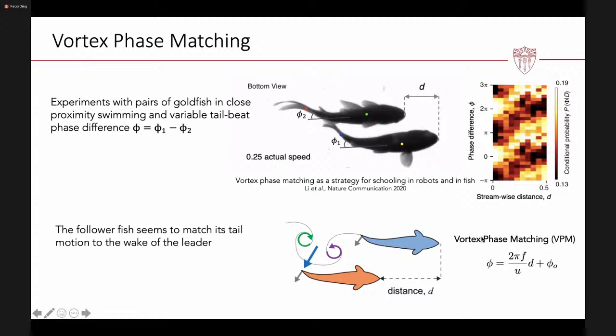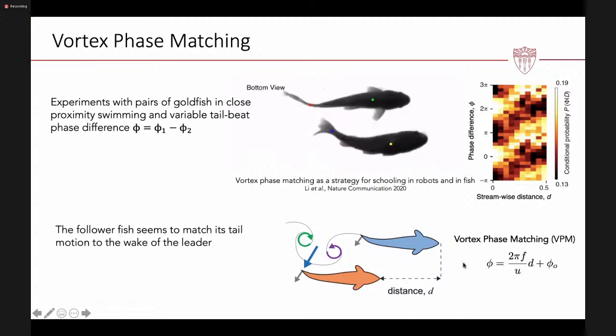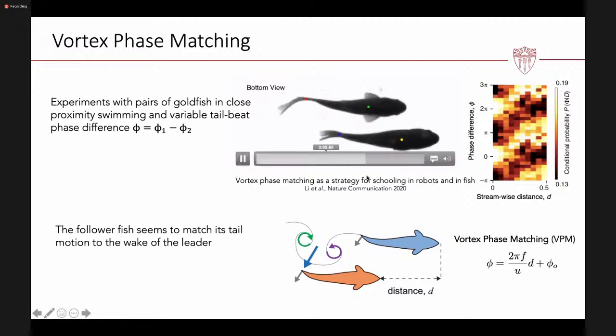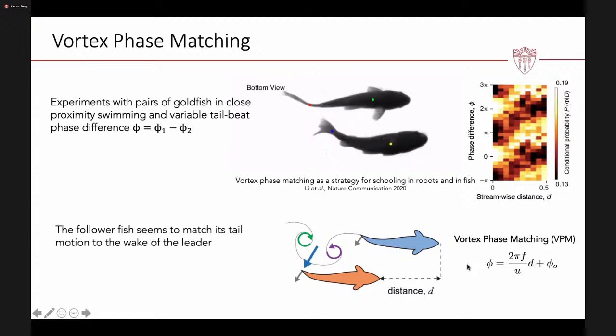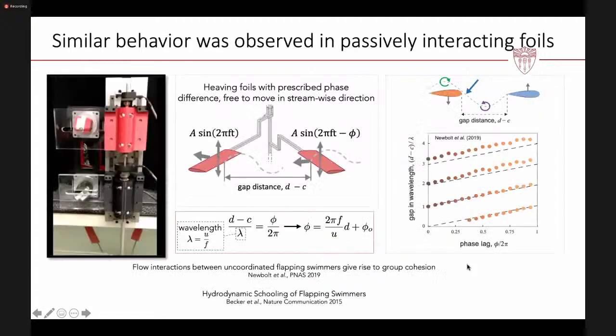So the idea is that this phase difference is linear in distance because you're matching the flow that's produced by the leader. But this is proposed as a strategy for schooling, that this could be a strategy for hydrodynamic benefits in schooling. This is a small movie from Ian's paper on the interaction of the two swimmers.